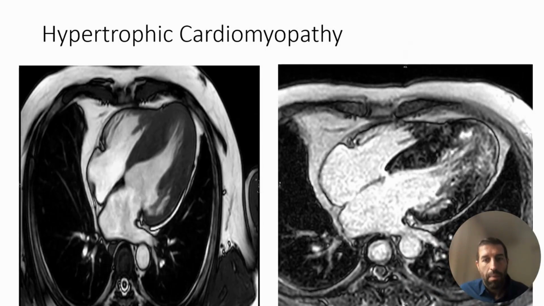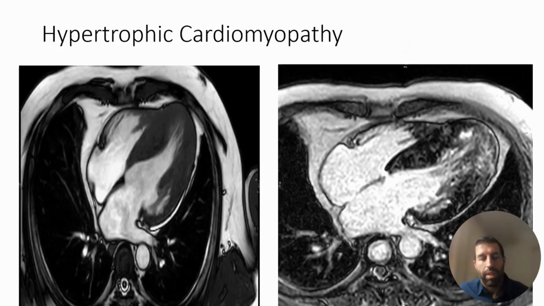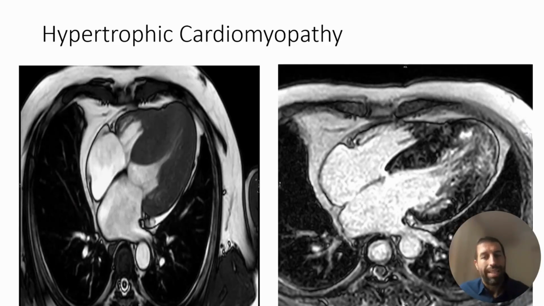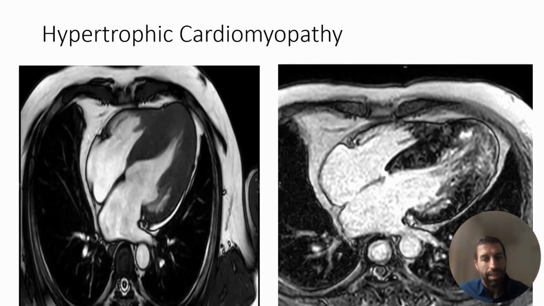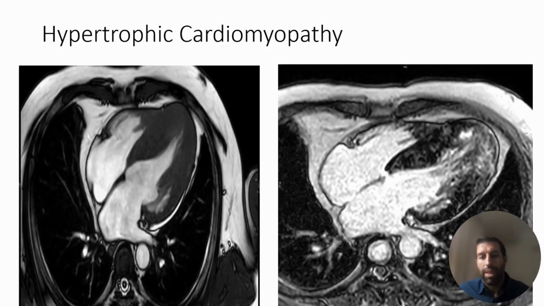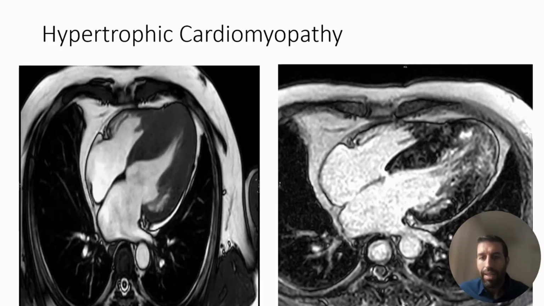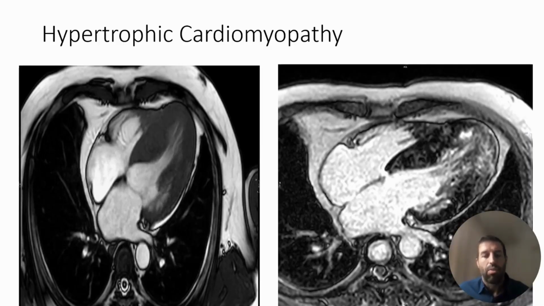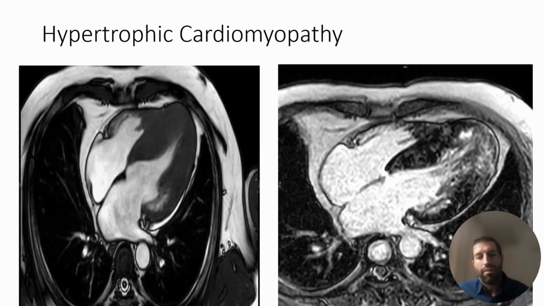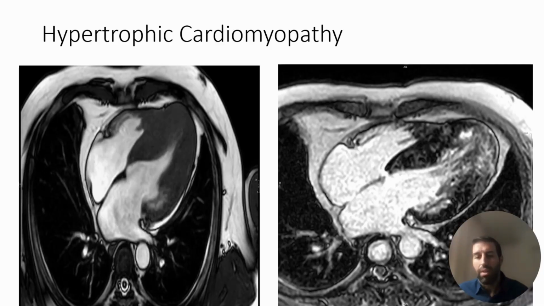Before we go forward, it's very important to mention that in post-gadolinium imaging, the black part is good and the bright is bad. So the bright area can be fibrosis, scar, infarct, infiltration, but definitely is abnormal.